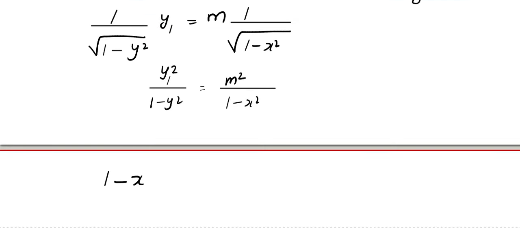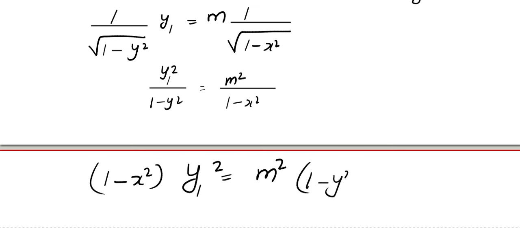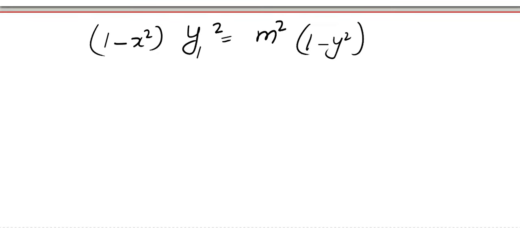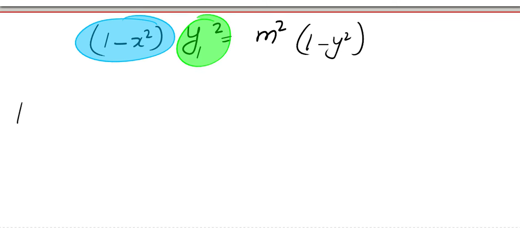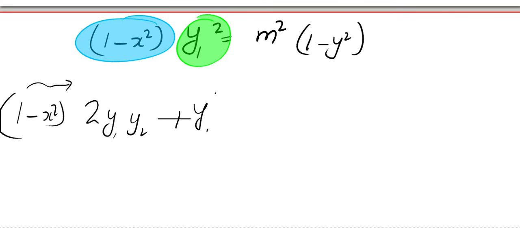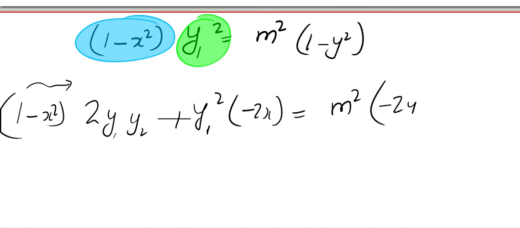So 1 minus x square into y1 square equal to, remember m is a constant. Unless otherwise specified, you should treat the letters a, b, c up to l, m, n as constants. So that's it. Now I'm sure you will be comfortable with this. So we get, now we are differentiating, 1 minus x square into 2y1 y2 plus y1 square into minus 2x is equal to m square into minus 2y y1.